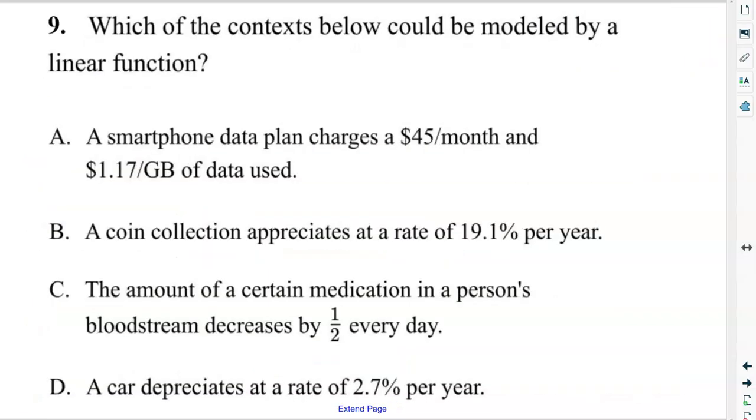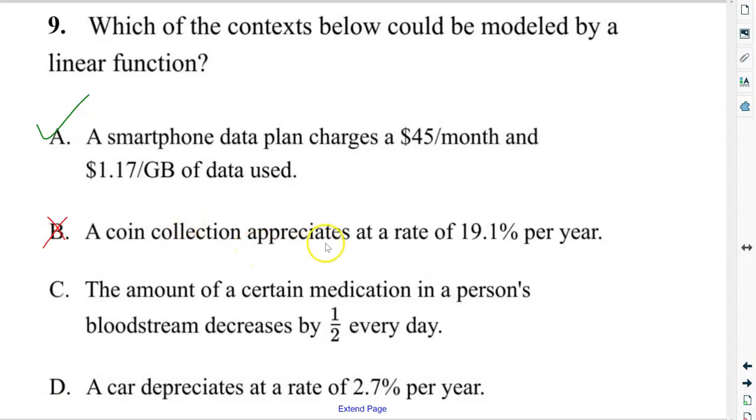Which of the contexts below could be modeled by a linear function? So basically we're looking for something where you either add or subtract. Here we've got a smartphone data plan that charges $45 a month at 1.17 gigabytes of data use. So every month they're going to charge you 45, 45, 45. That's linear because you're adding 45 every month. And even when you look at the data used, it's 1.17 every gigabyte. So you're adding that. Let's take a look at the other ones.